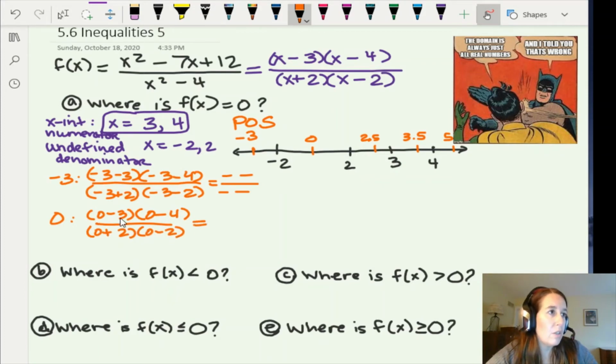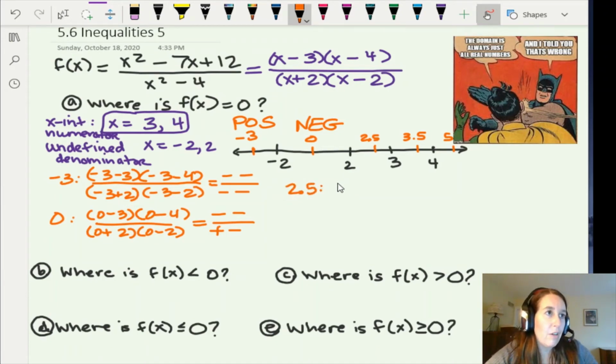Okay, so the top is a negative and then a negative, and the bottom is a positive and then a negative. Okay, count up those negative signs. There are 3. That means that it will be a negative because it's an odd number. So that is this section of the graph or the function is negative.